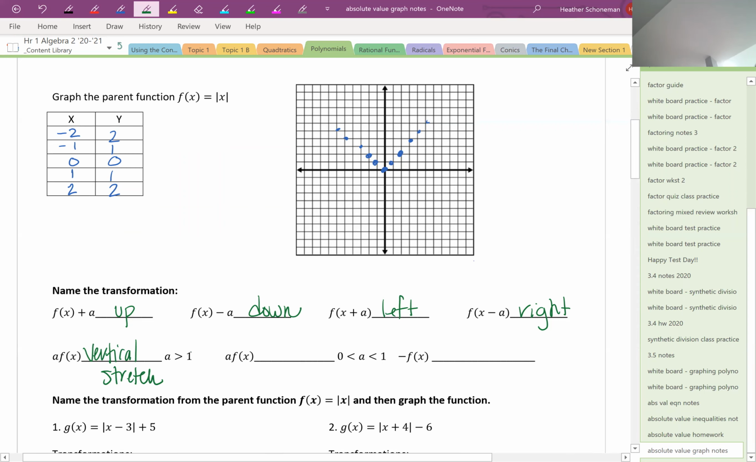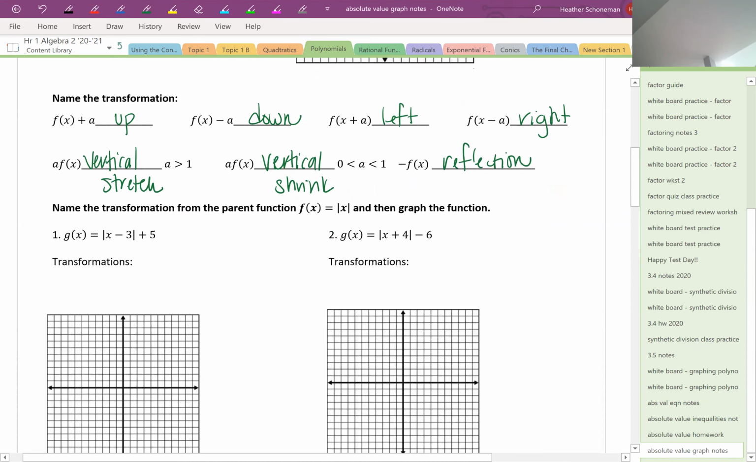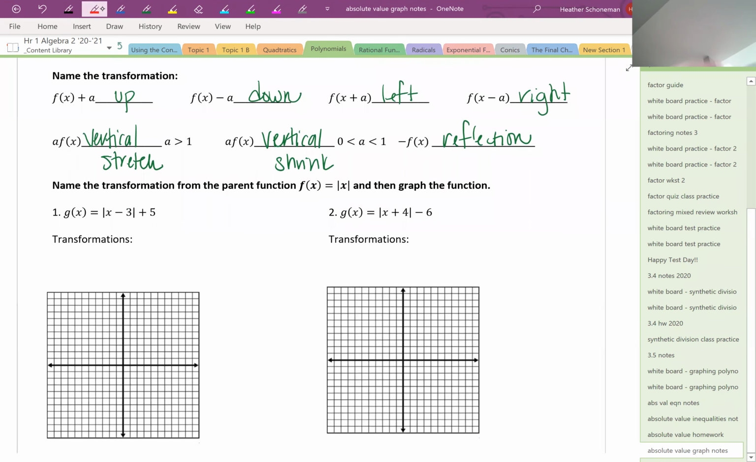Okay, if you multiply the function by a number, but that number is between 0 and 1, remember we think fractions, then it is a vertical shrink. And last but not least, if you put a negative in front of the function, it is a reflection and it flips the graph over. All right, so let's take a look at these.